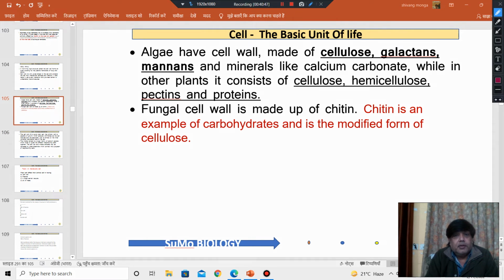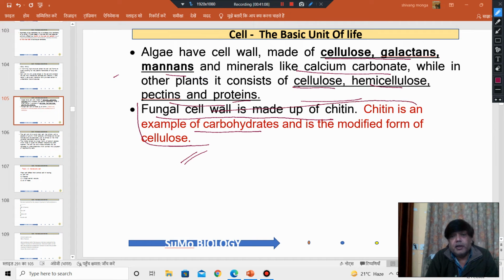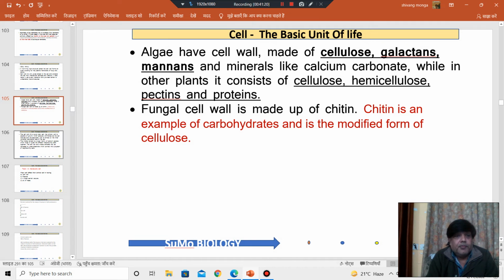The algal cell wall, as your NCERT says, is made up of cellulose, galactans, mannans and minerals like calcium carbonate, while the plant cell wall is cellulose, hemicellulose, pectin and proteins. Fungal cell wall is made up of chitin. Chitin is an example of carbohydrate and a modified form of cellulose. This is important. Please note these lines. Fungal cell wall is made up of chitin, the polymer of N-acetyl glucosamine. It is a complex carbohydrate and a modified form of cellulose. Cellulose का modified form है.